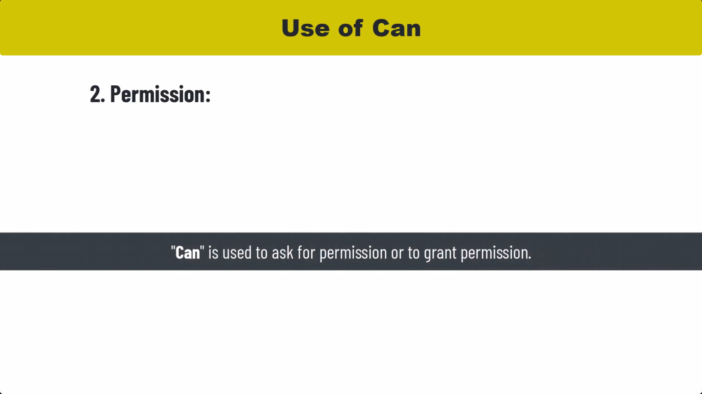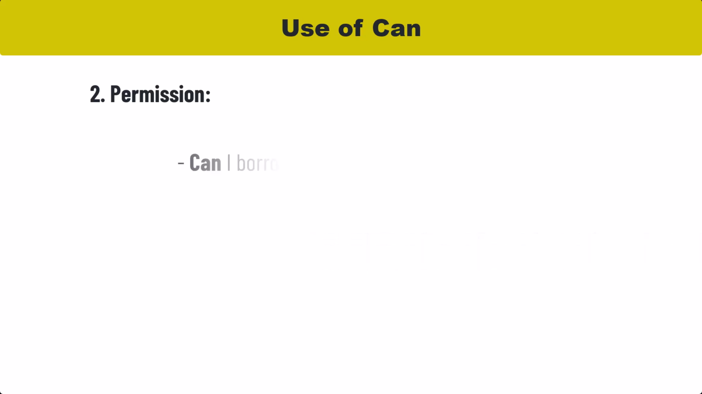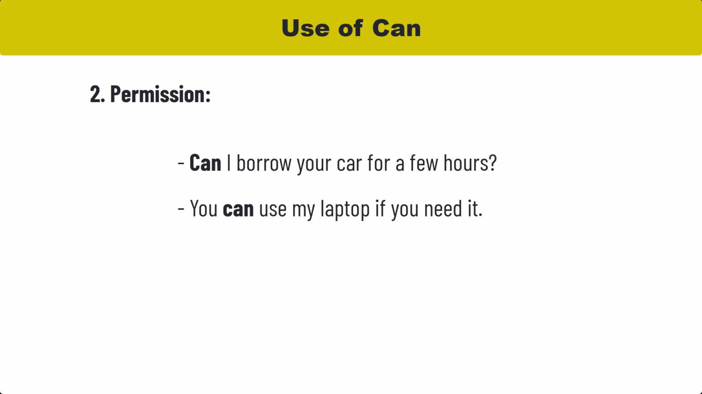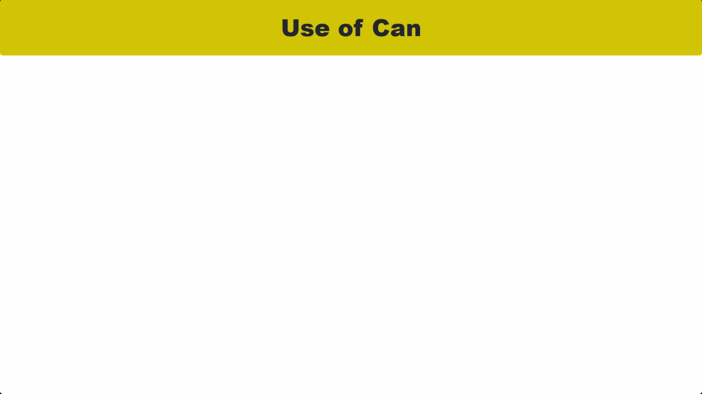Permission. Can is used to ask for permission or to grant permission. For example, can I borrow your car for a few hours? You can use my laptop if you need it. Can we go out for dinner tonight?